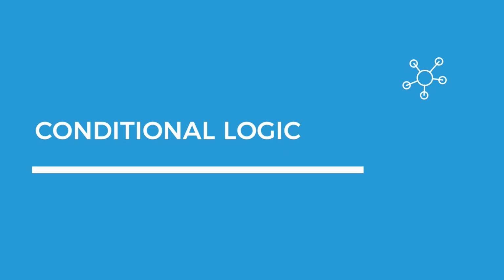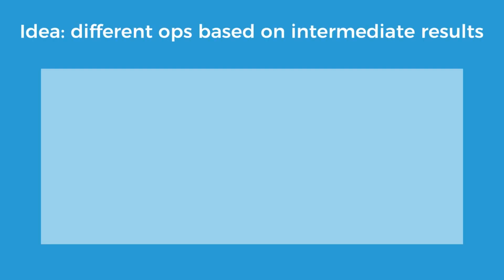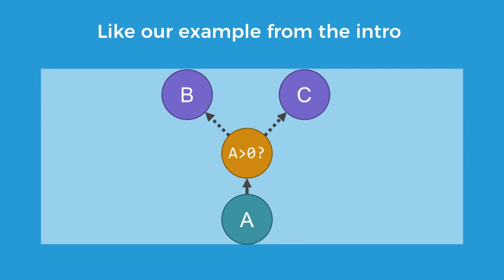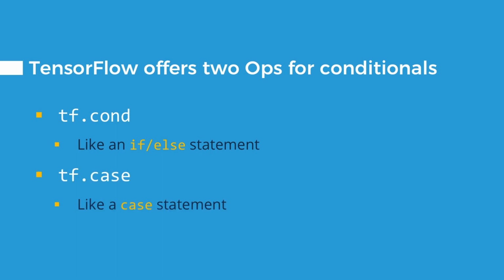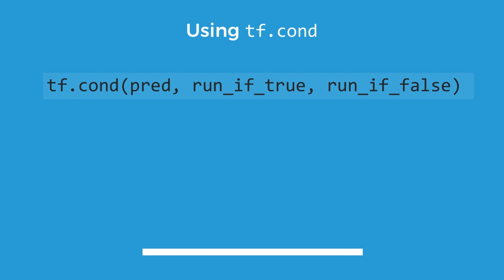Next up on the blue slides, we're looking at some conditional logic. So the idea is we want to be able to run different operations based on intermediate results. So basically the first example that I mentioned at the beginning of this talk. TensorFlow offers two primary ops for conditionals. We have tf.cond, which acts like an if-else statement, and then tf.case, which is like a case statement in non-Python languages. So let's talk about tf.cond first.